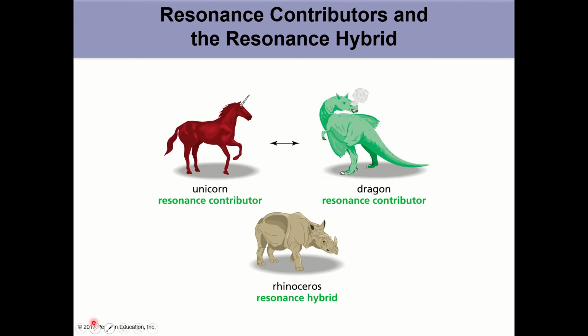Okay, so we have an analogy for you. Resonance contributors are like unicorns and dragons. They don't actually exist. The actual true demonstration of the placement of electrons is shown by the factual rhinoceros, okay? But the resonance contributors are sufficient to explain electron movement. But you need to know how to interpret and draw them.